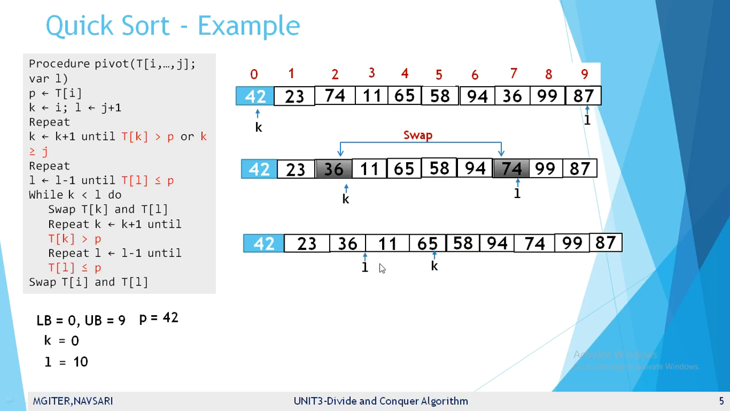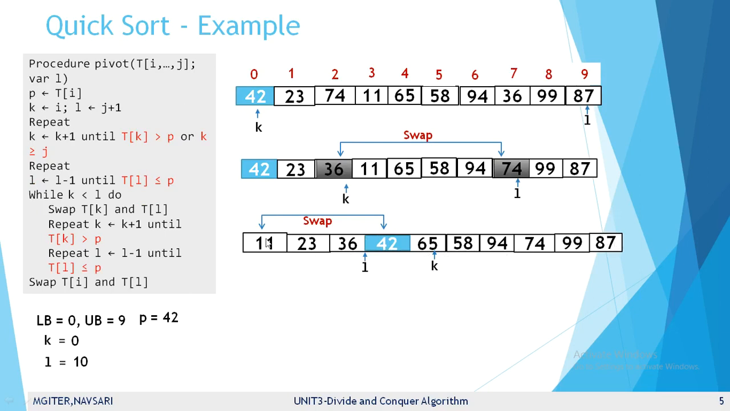Now here one thing to notice: L has crossed K. Whenever L crosses K, we swap T of I with T of L. What is the value of T of I? That is 42. Now we swap 42 with 11. Notice here that all the elements before the pivot element are less than it, and all the elements after the pivot element are greater than the pivot element. Now our array is partitioned into a left part and a right part.